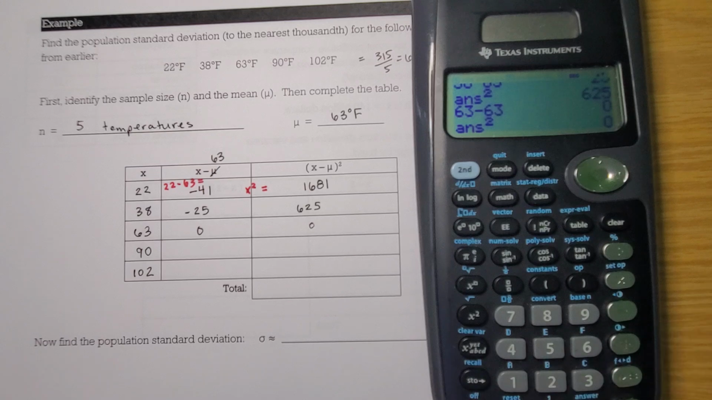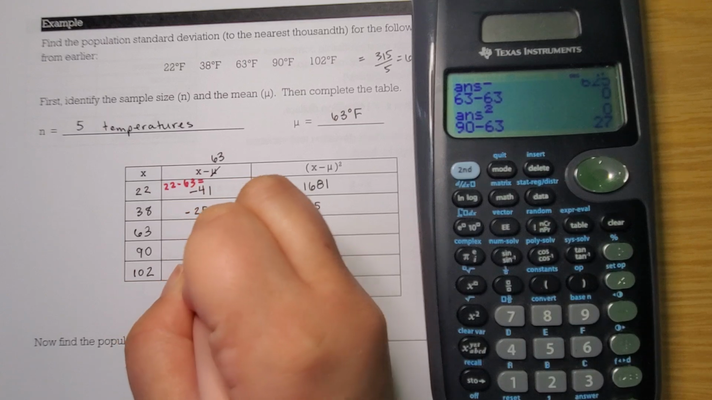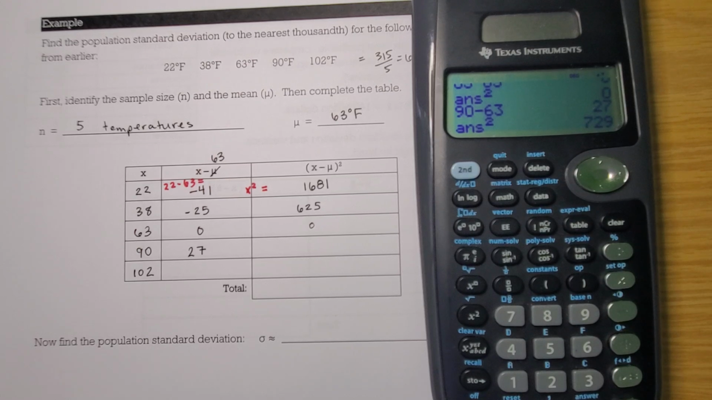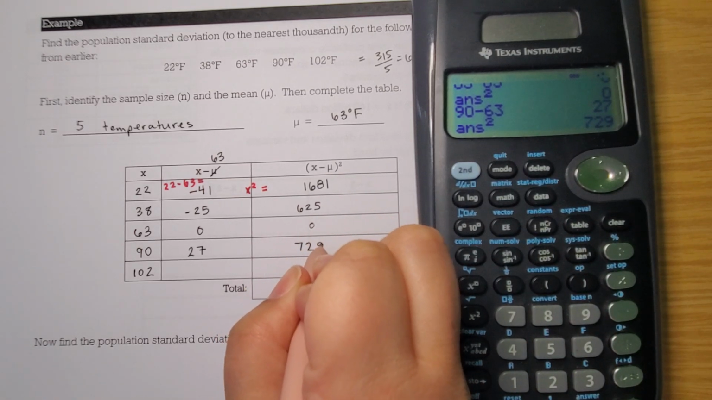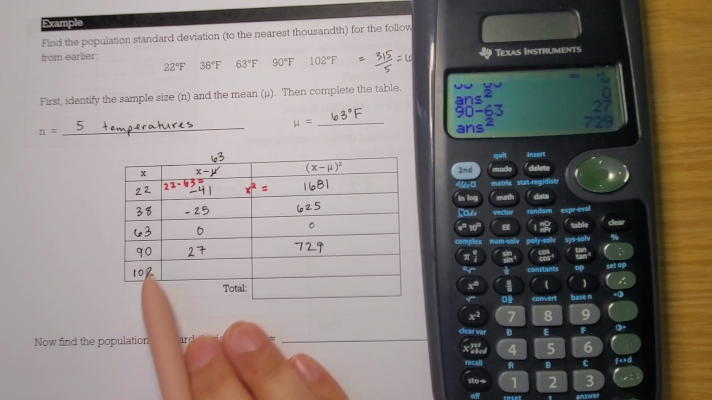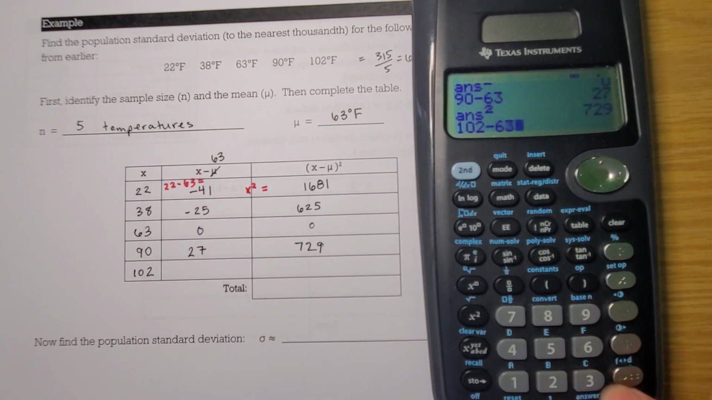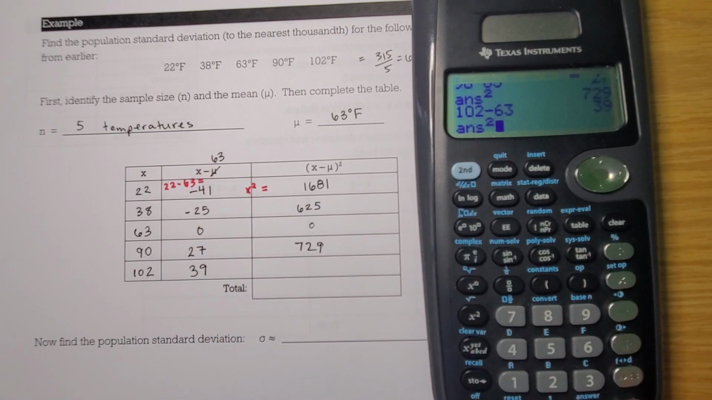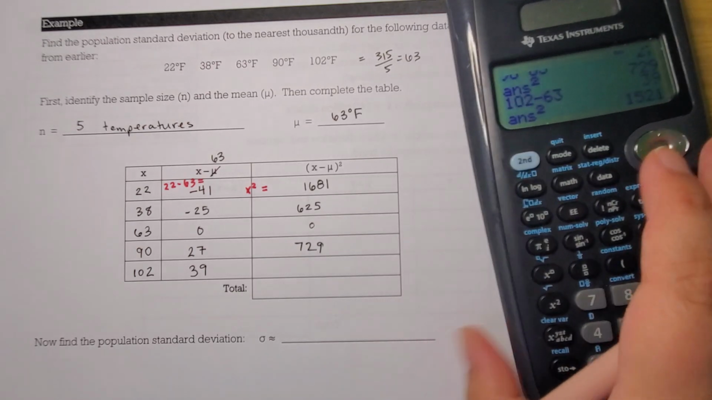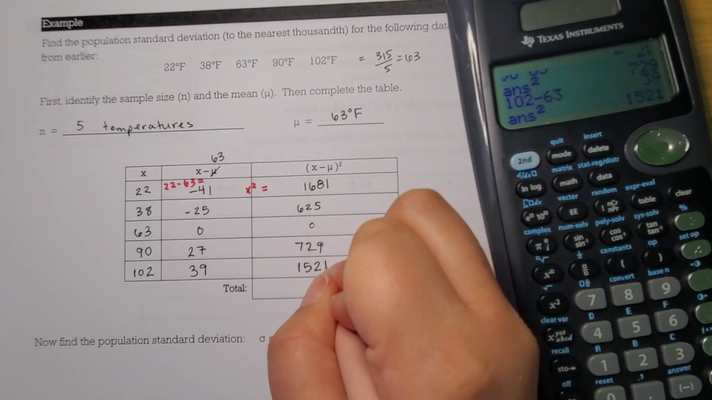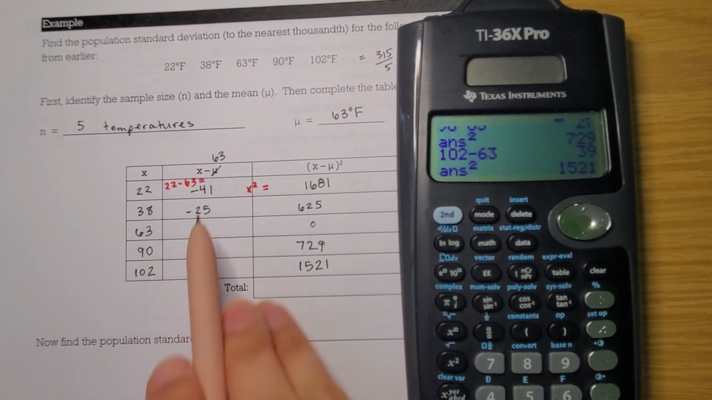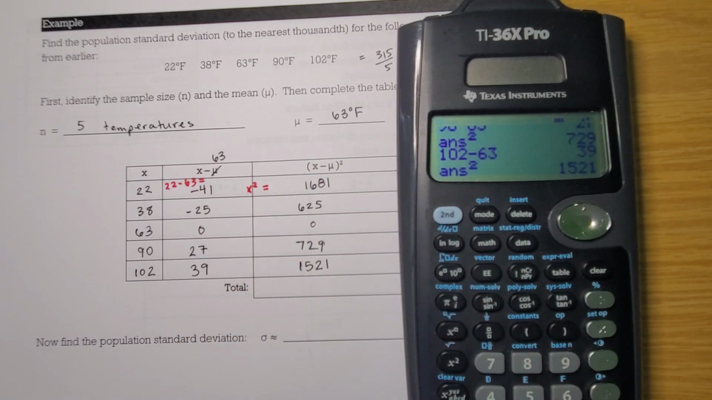Then I'll do 90 minus 63. I get 27. Then I'll press x squared, and I get 729. And lastly, 102 minus 63. That gives me 39. Press the x squared and hit enter, and I get 1521. All right, so that's the process for filling in these two columns.